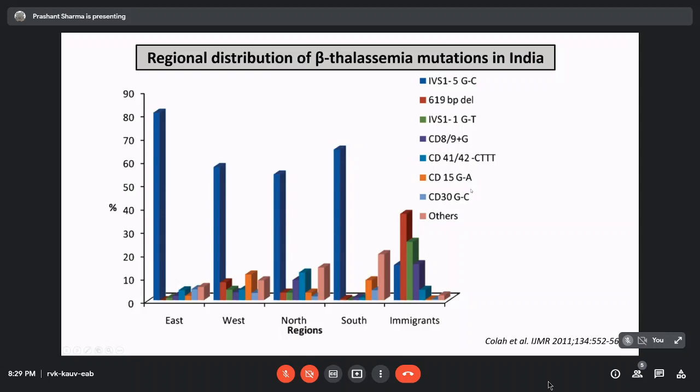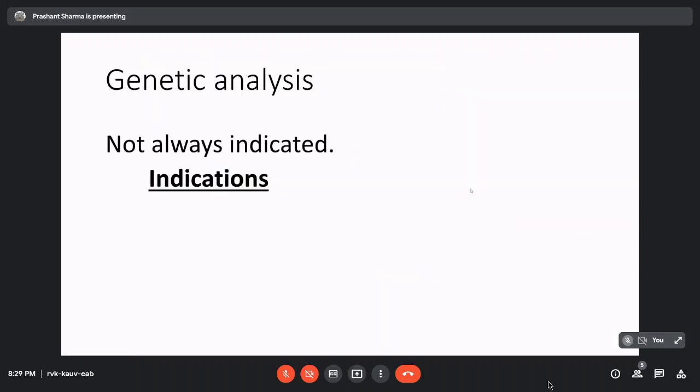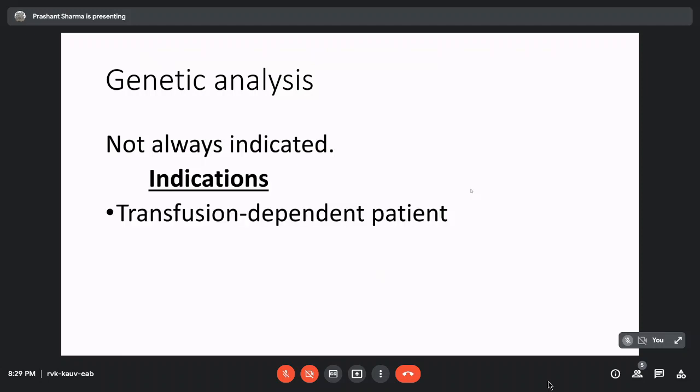So with this background, let's see how laboratories can go about detecting these. But before we detect these, first let's see if it's required. So genetic diagnosis, remember, is not always indicated in thalassemia. It is indicated mostly in a patient who's transfusion dependent.